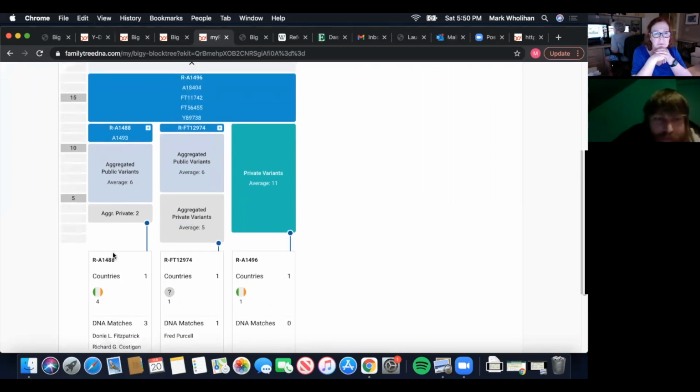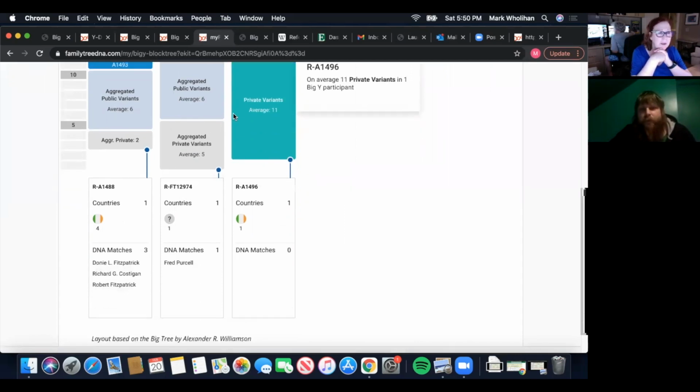So that's how you read these trees: the name of the SNP is always the top number in the block. And these blocks will get smaller and smaller as more people test and have these SNPs.